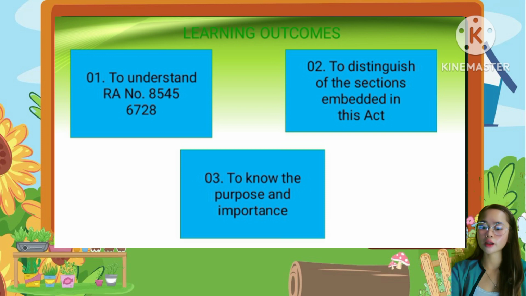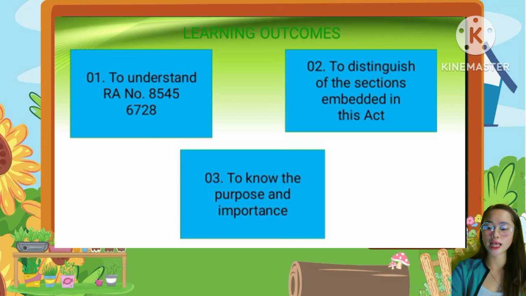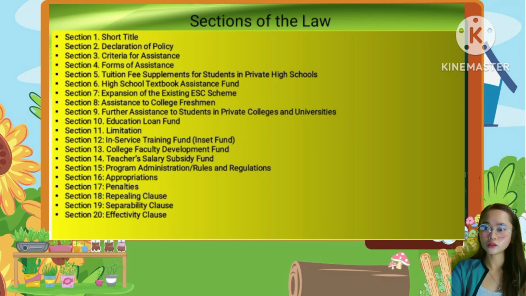So here are the learning outcomes that we are going to learn. First, to understand RA number 8545. Second, to distinguish the sections embedded in this act. Third, to know the purpose and importance. So, here are the sections of the law.